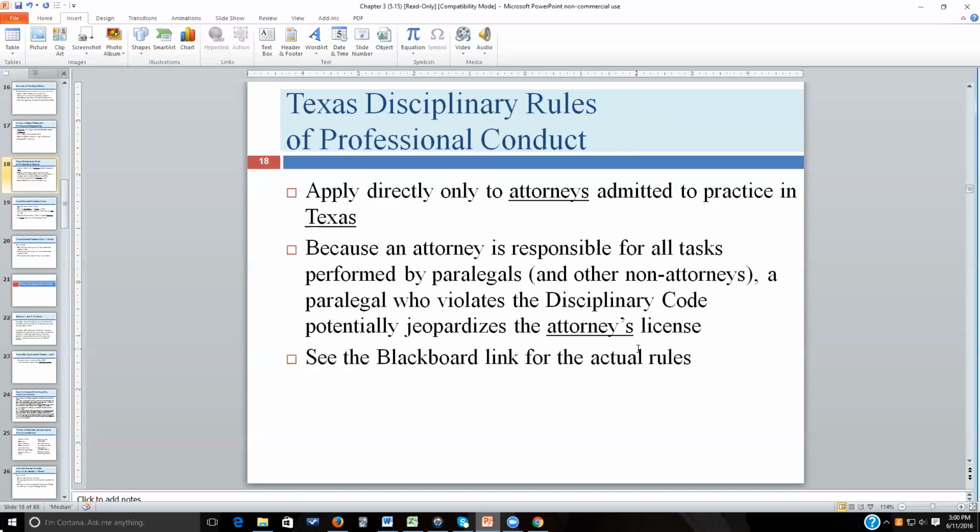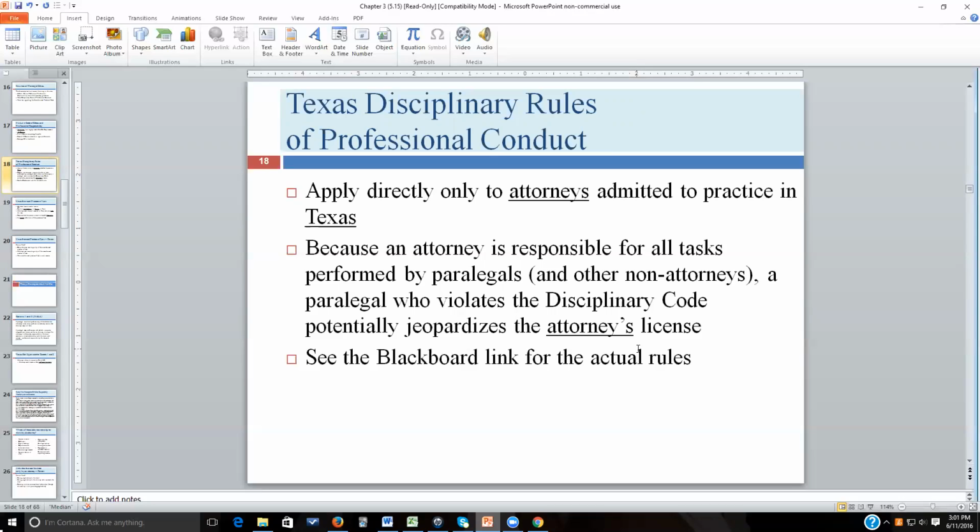However, even though those are the only people who are directly regulated by the Texas Disciplinary Rules of Professional Conduct, because the paralegal has to be supervised by an attorney who's a member of the bar, paralegals are indirectly regulated, because if a paralegal violates one of these rules, he or she is jeopardizing the license of the attorney with whom he or she works, which of course ultimately jeopardizes the paralegal's career.